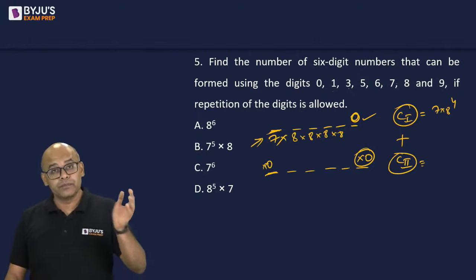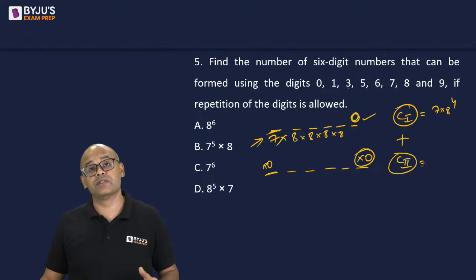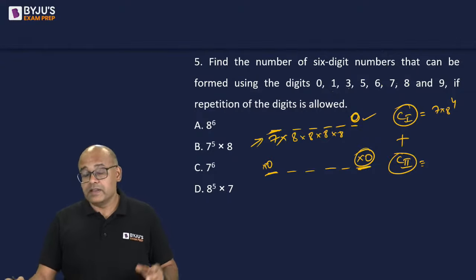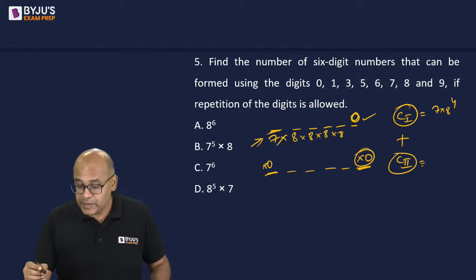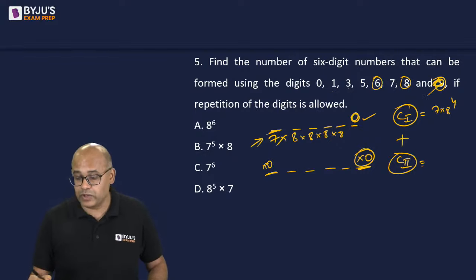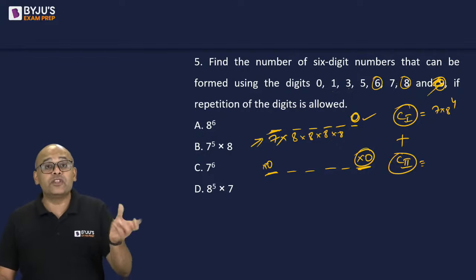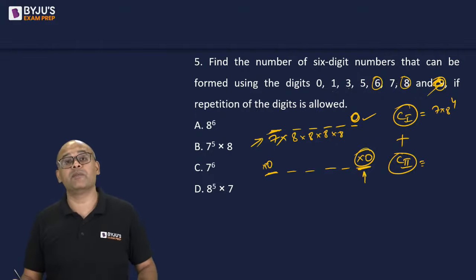I have, in this case, 7 options. Whereas here, 0 cannot come, agreed, but it is an even number, which means I am only left with 8, 6 and 9. 8 and 6, only 2 options. So which of these two problems is giving you the minimum number of options? It is this problem. So start from here.